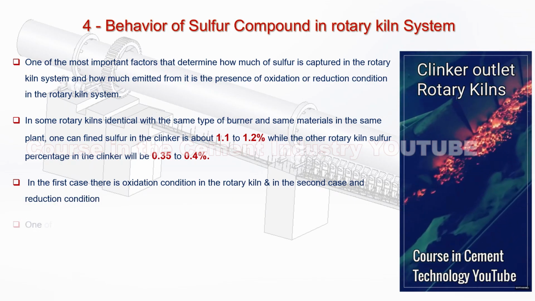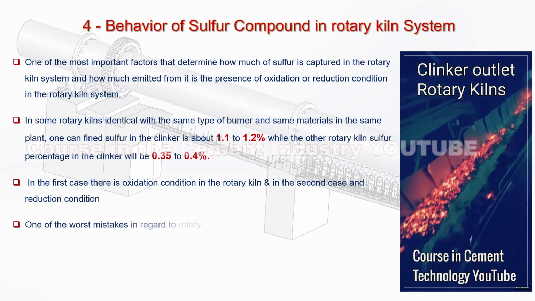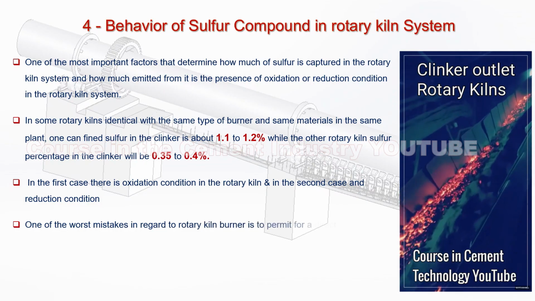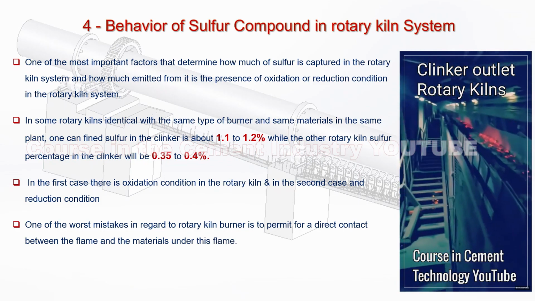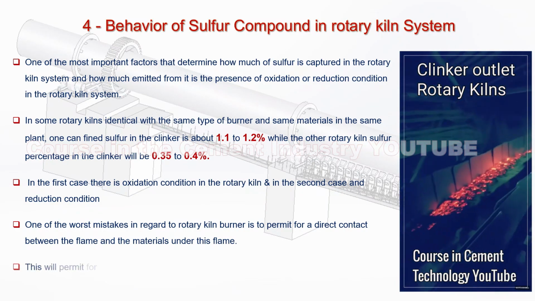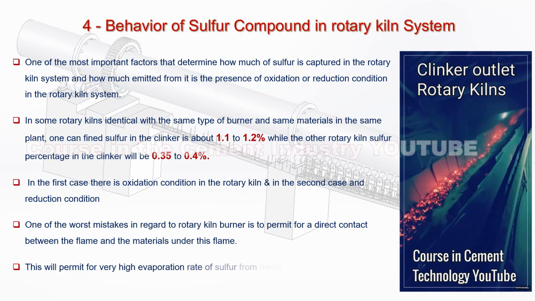4. One of the worst mistakes in regard to rotary kiln burner is to permit a direct contact between the flame and the materials under this flame. 5. This will permit a very high evaporation rate of sulfur from these materials.